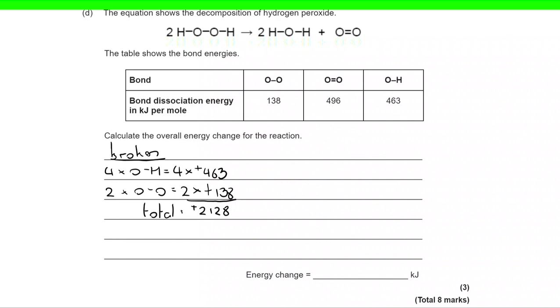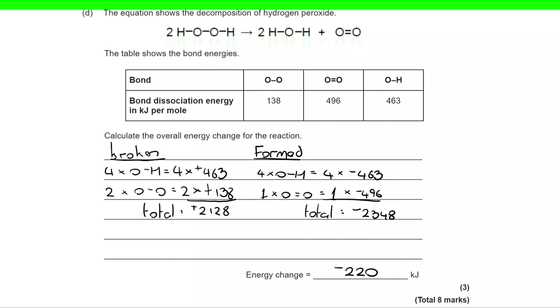But then I'm going to form the new bonds in the products, and I'm going to make 4 OH bonds. So that's 4, each with a bond energy of 463, but because I'm forming the bond, it's negative. So it's 4 times negative 463. And I'm making 1 single O double bond O bond. So that's a negative 496. When I add them together, it comes to negative 2348. To work out the overall energy change, you add those two numbers together, the positive and the negative. And when you do that, that takes you to a value of negative 220.